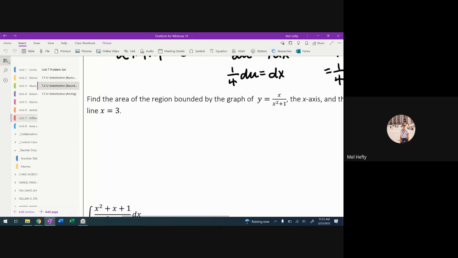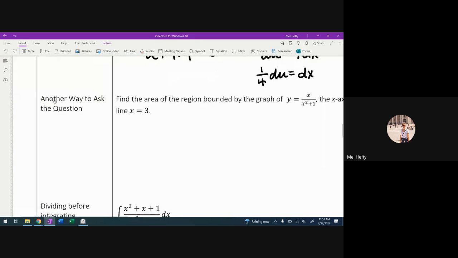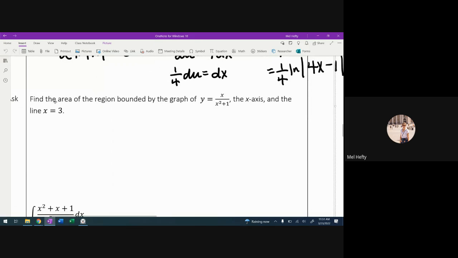So how else can I ask you to take an integral? What words in this question tell me to integrate? Area. So we're going to find the area of the region bounded by the graph of that, the x-axis, and the line x equals 3. We don't really need to know exactly what this looks like, but I know I'm going to integrate this function.